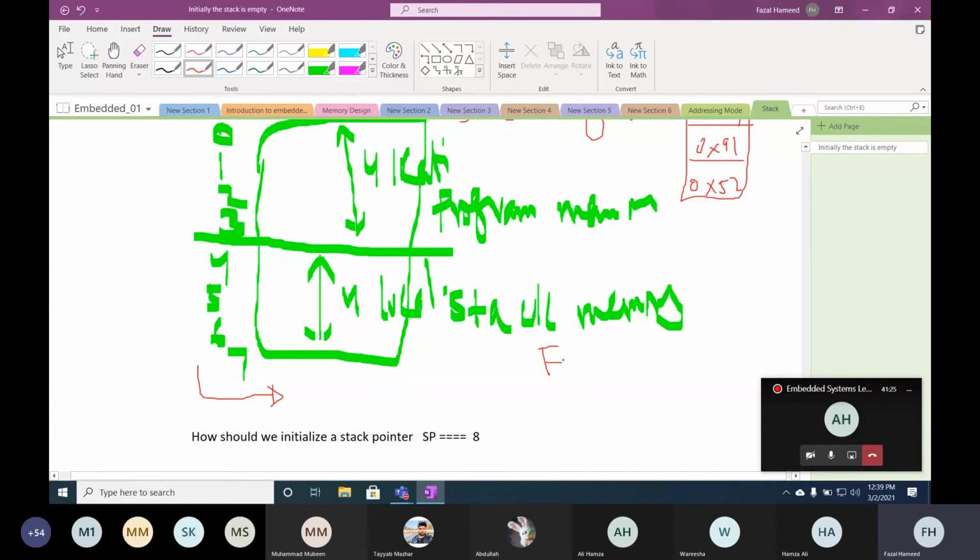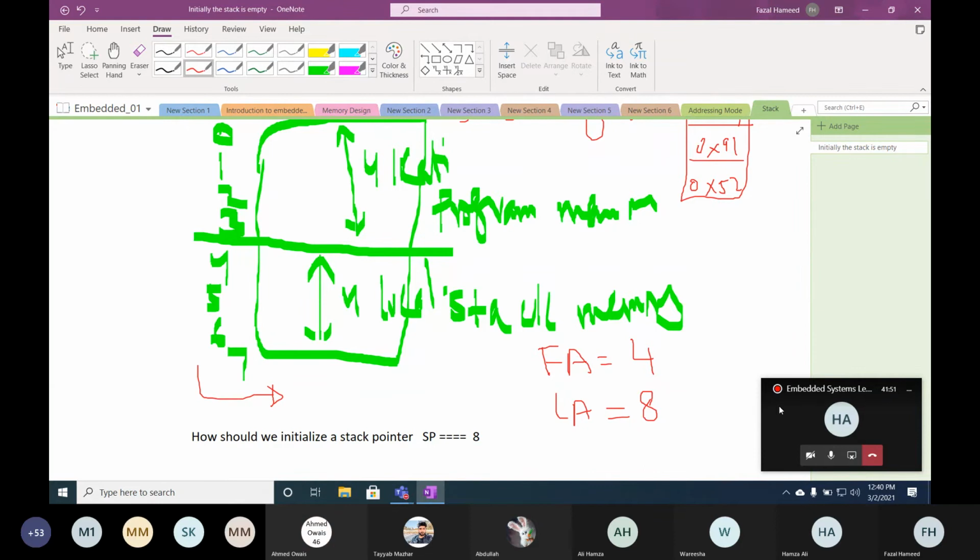So the first address in this particular example is 4, and the last address is 7. 8. The last address is not pointing to any location. So the last address is the value with which we will initialize our stack pointer. Did you understand this or not?